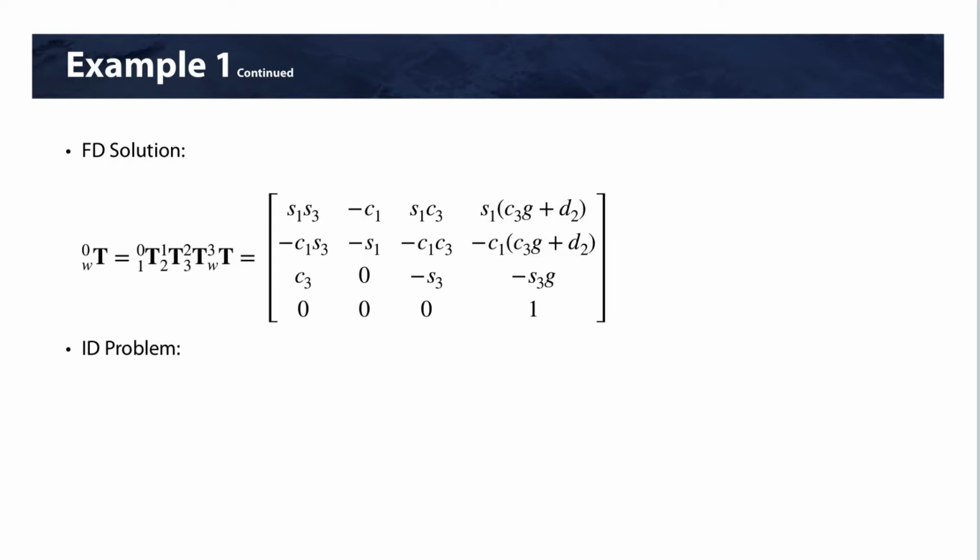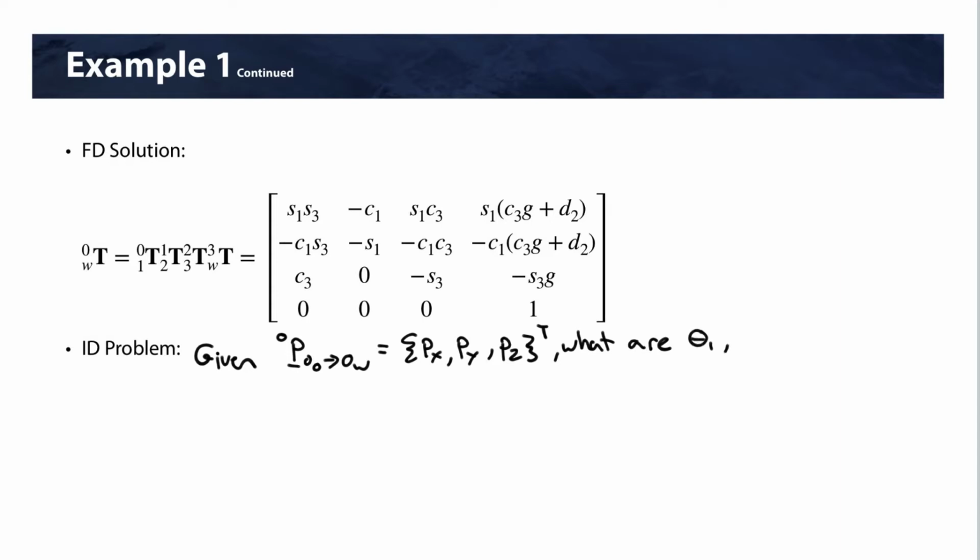So in this example, again, we're just looking at the main arm. We're going to say, given the position of our wrist center with respect to our base frame, which would be px, py, and pz, what are our 3 joint variables? So what are theta 1, d2, and theta 3?